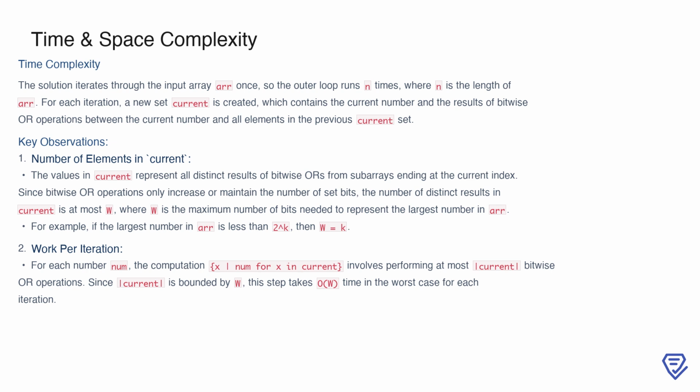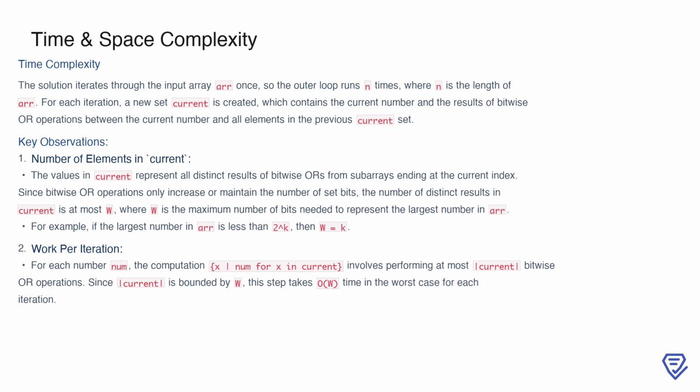A key insight here is that the size of the current set, which represents all distinct OR results for subarrays ending at the current index, is bounded by W. This W is determined by the maximum number of bits required to represent the largest number in ARR. For example, if the largest number in ARR is less than 2^k, then W equals k. Additionally, the work done per iteration involves performing bitwise OR operations for each element in the current set.